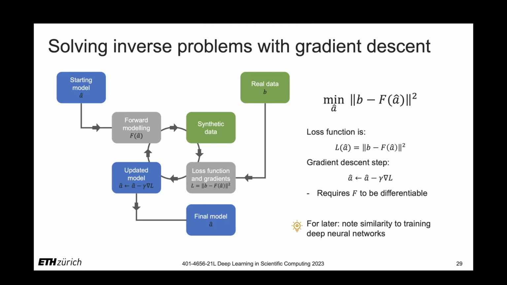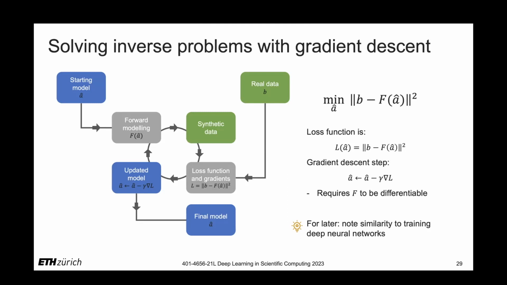So in the schematic here, you start with your starting model, you run forward modeling, and that gives you a synthetic guess of what B is. You match that to the real data that you have, and then you update your model based on the gradients. So what you should actually take away from this is, if you have any experience training deep neural networks, this is exactly what we do for a deep neural network. And we use exactly gradient descent to train deep neural networks. So there are actually lots of amazing ideas from the field of inverse problems that you can apply to training neural networks and vice versa. So that's just something to take away for the next lectures.